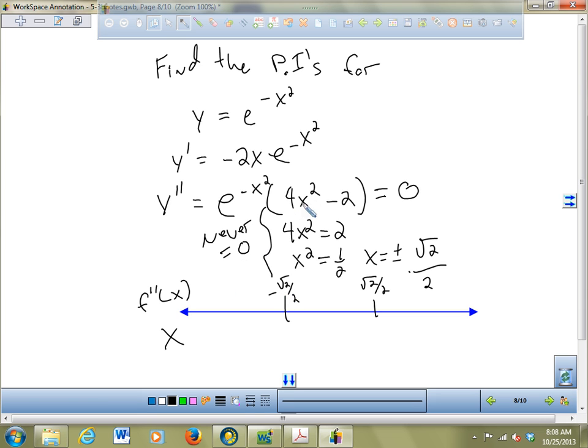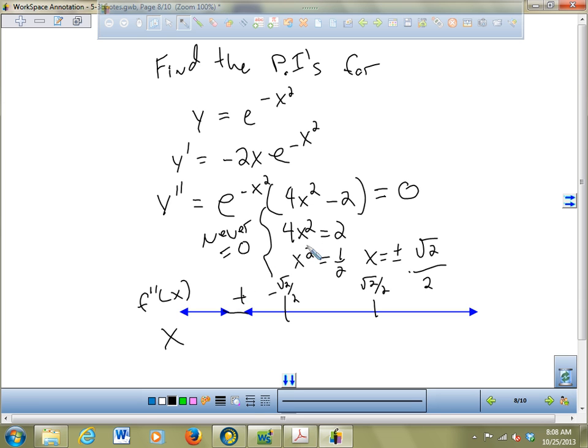So I'm going to plug in a point to the left of that, like negative 1. This one doesn't matter because this is always going to be positive, right? So if I plug negative 1 in here, that gives me a positive number. 4 minus 2 is what kind of number? Positive.